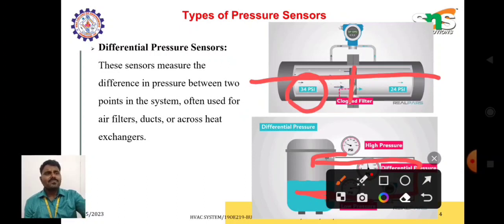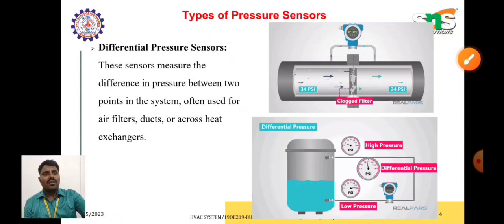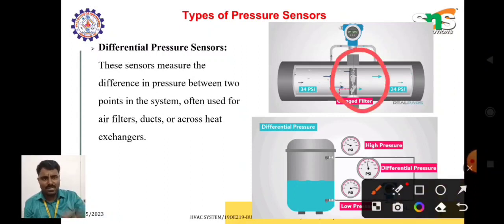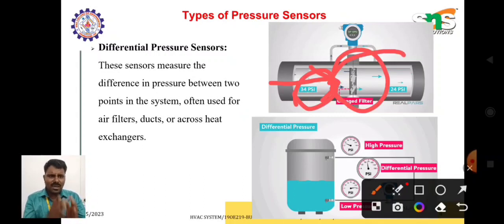Once the filter is accumulated by dust, the flow of pressure gets dropped. So the 34 psi is changed to 24 psi. Because the filter is full of dust, it doesn't allow the water with the same velocity, same pressure. It is restricting the flow of water, so that the pressure gets dropped.